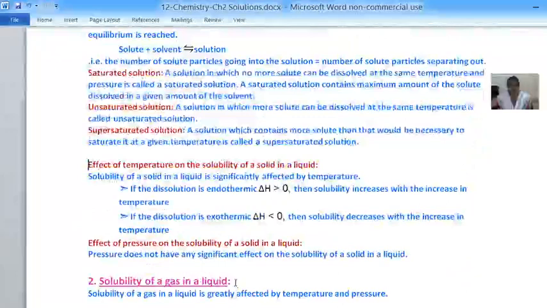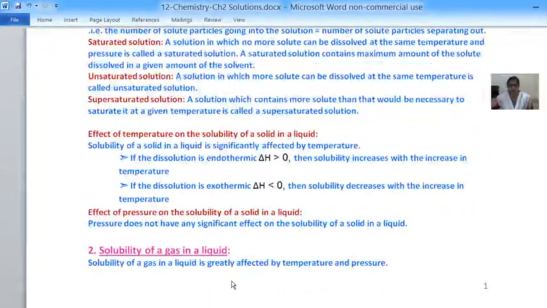Next, we move on to the effect of pressure on the solubility of a solid in a liquid. See, you know solids are incompressible. We can't compress a solid. So pressure does not have any significant effect on the solubility of a solid in a liquid. Next, we move on to the next concept, that is the solubility of a gas in a liquid. So we have finished the solubility of a solid in a liquid and the conditions affecting it. Next, we are moving on to the solubility of a gas in a liquid.